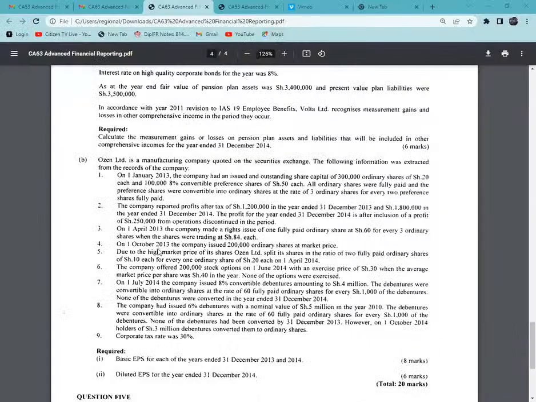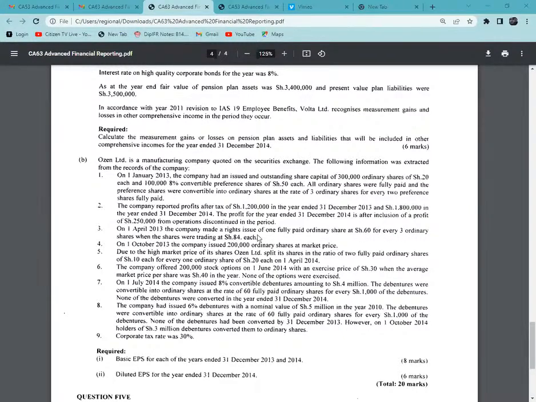The next date is date number 2. Not even date number 2 is anything to us because it is talking about profitability. So we go to date number 3. On 1st April 2013, the company made a rights issue of 1 fully paid ordinary share at 60 for every 3 ordinary shares.